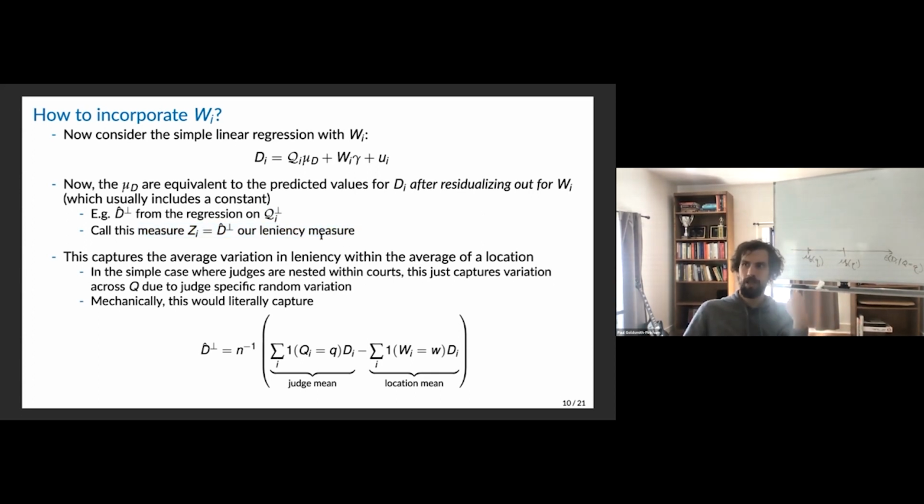It's this component that residualizes out for the controls and captures the average variation in leniency within a location. To give you the simple case, which is most convenient to think about, where judges are nested within a court, you're just looking at variation in the leniency measure due to judge-specific random variation. What this would look like is you have the judge mean, and then you subtract off the location mean. That's literally what you would get from this regression. You only focus on the variation that's coming from Q.